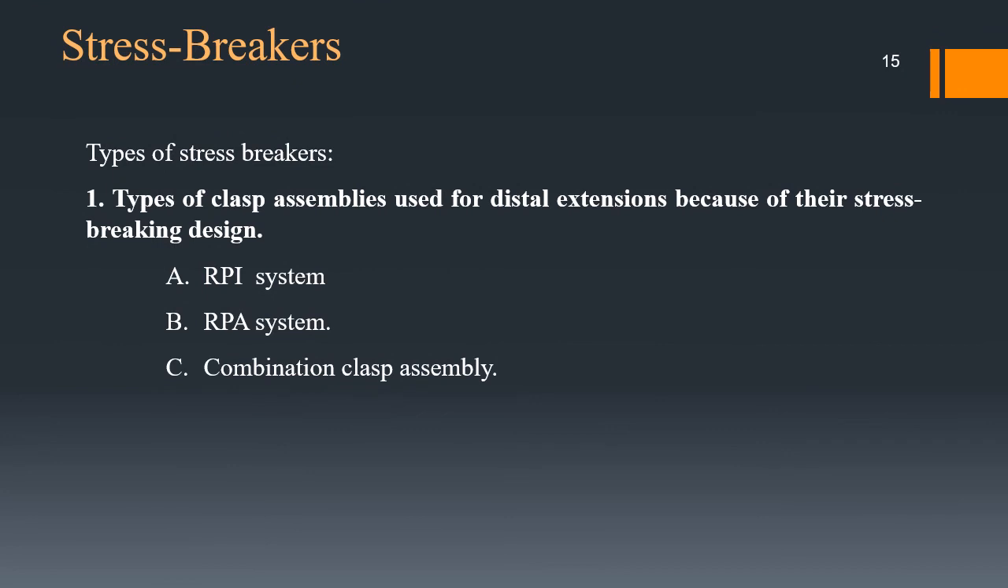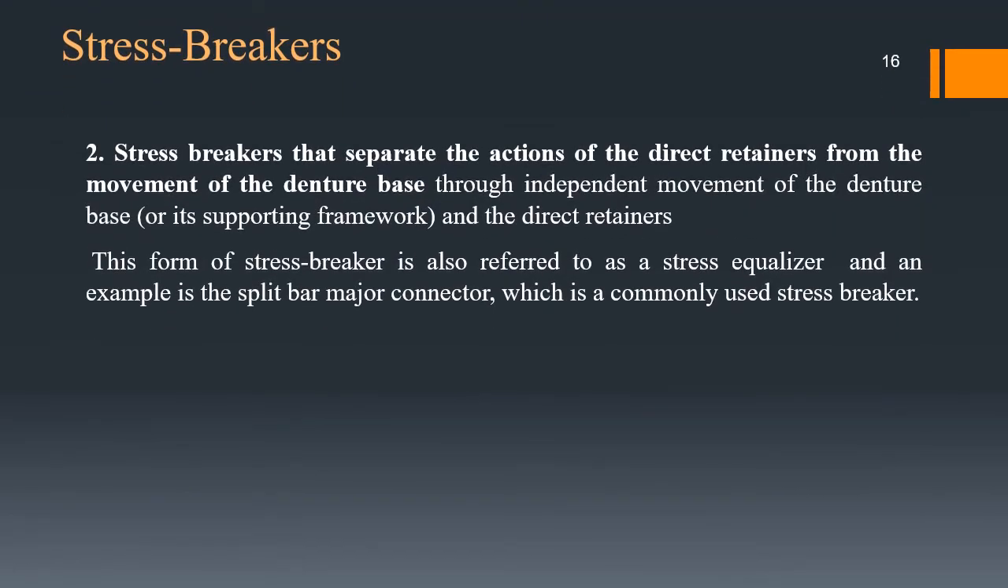We have two main types of stress breakers. The first are the types of clasp assemblies used for distal extensions because of their stress breaking design. We have three main types, which are the RPI system, the RPA system, and the combination clasp assembly. These are used for free end extension cases. Or we have stress breakers that separate the action of the direct retainers from the movement of the denture base. This is through independent movement of the denture base and the direct retainers.